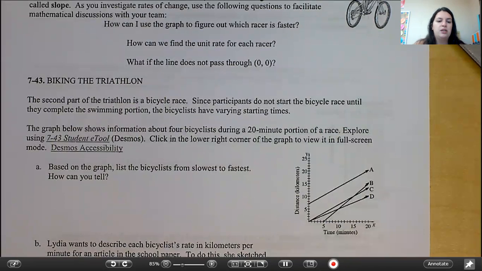Based on the graph, list the bicyclists from slowest to fastest. How can you tell? So go ahead and pause the video and answer part A.